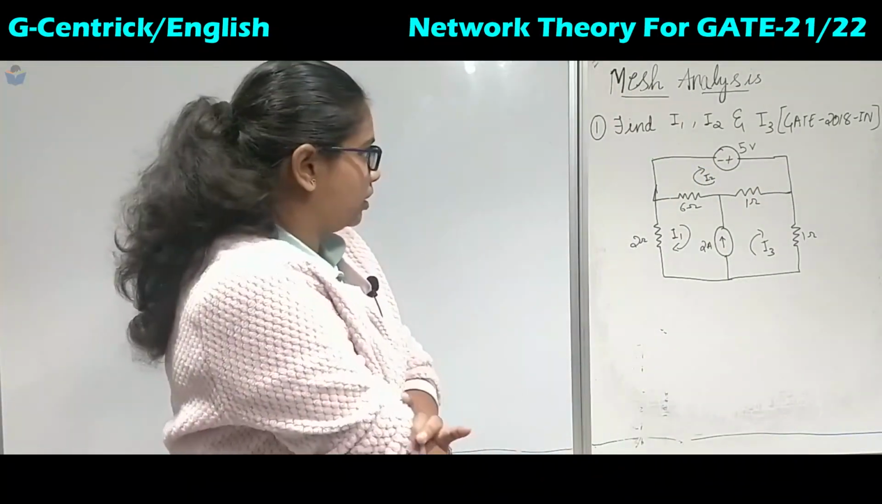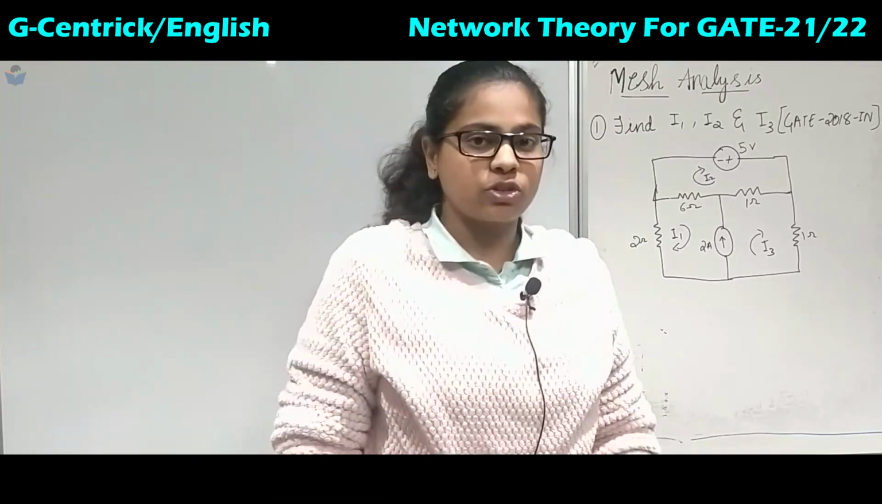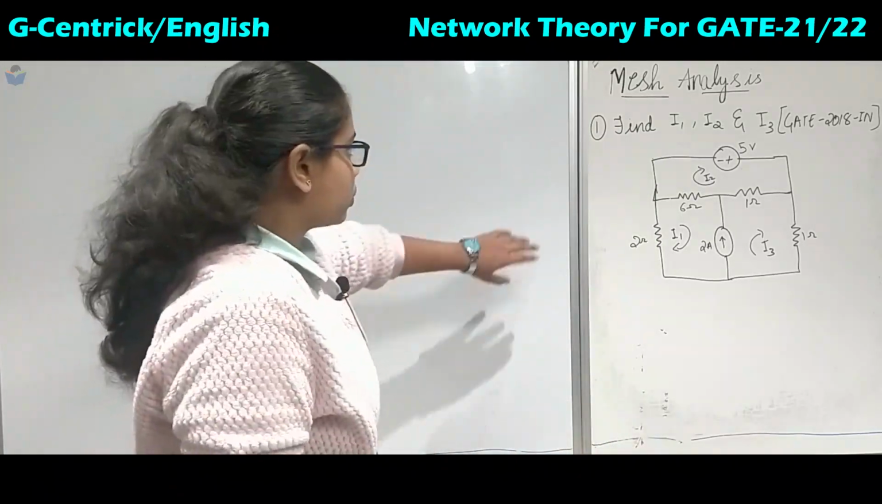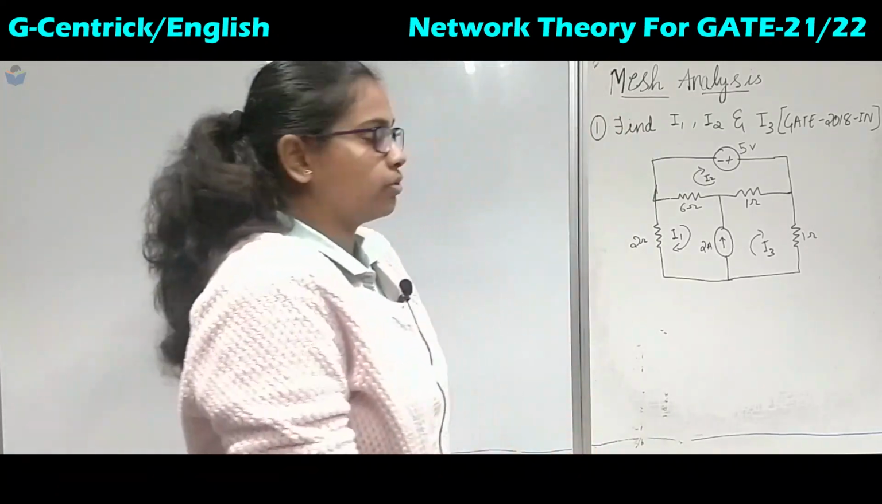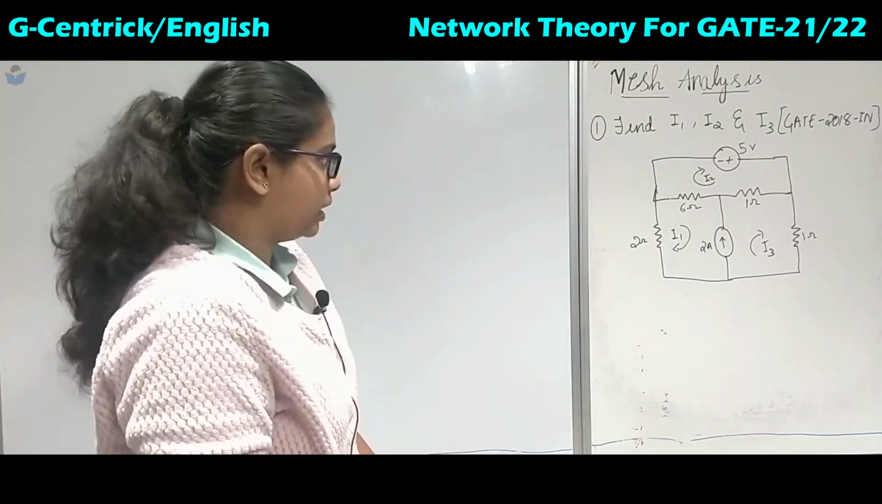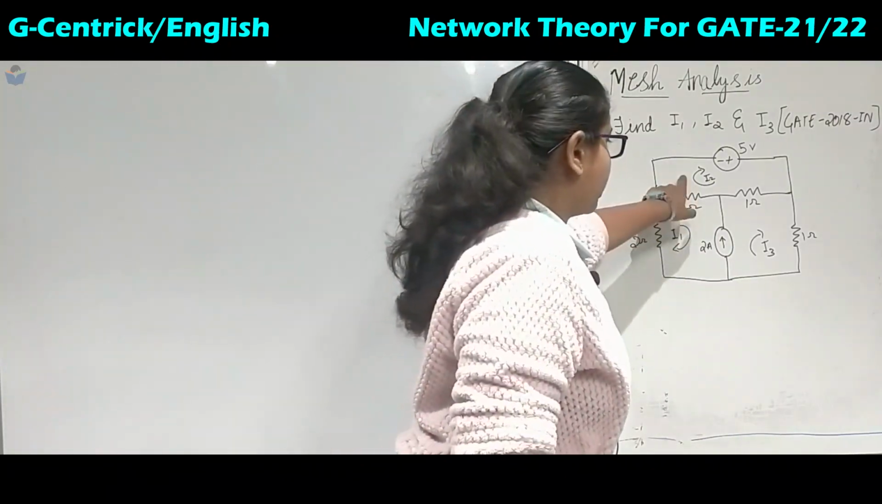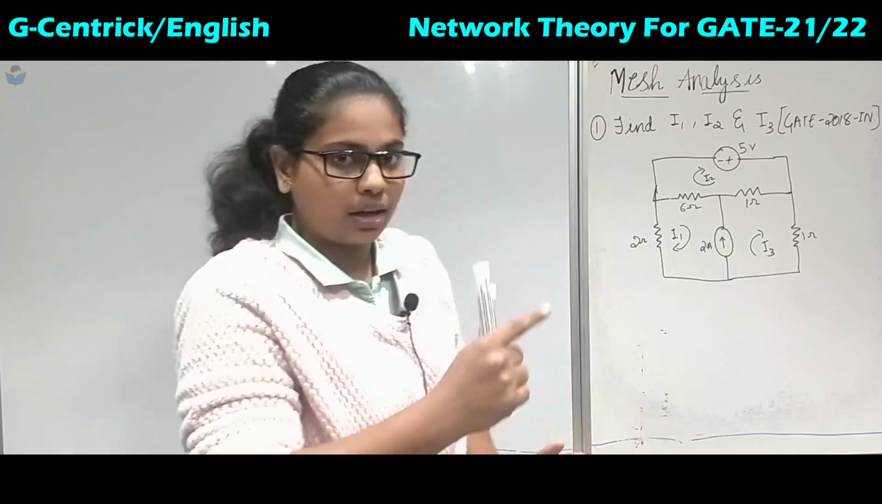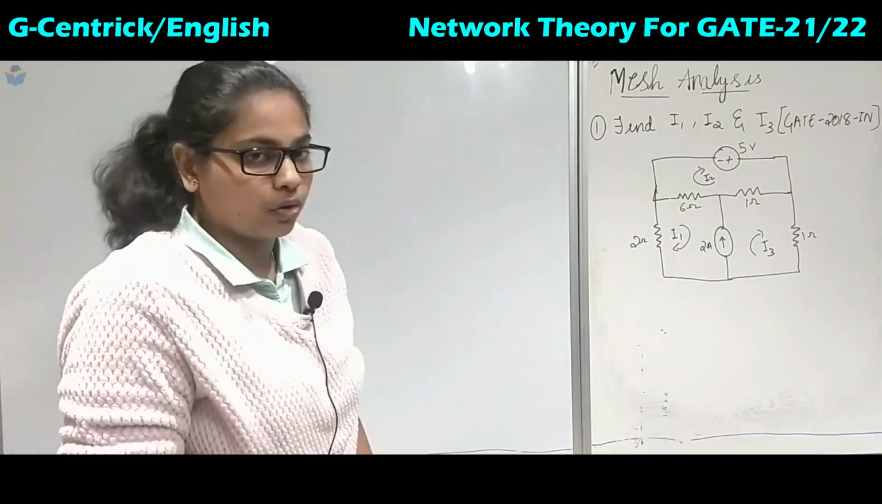So in this lecture, we will solve the problems based on mesh analysis. In the first question, they have asked to find I1, I2 and I3. They have already mentioned the direction of I1, I2 and I3, whether it's anti-clockwise or clockwise.